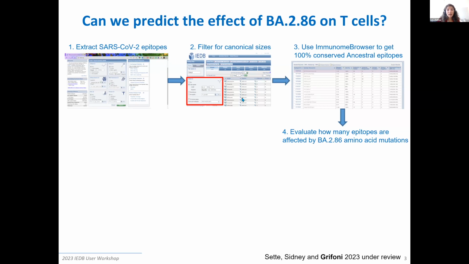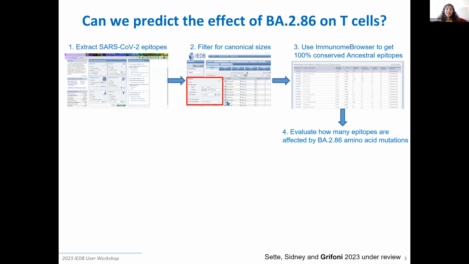An additional step that we have implemented is to filter for canonical sizes, and that goes back to what Alex showed you at the beginning of this workshop. It is important to define really what the minimal epitopes are, and that is particularly relevant in the context of SARS-CoV-2, considering the amount of data that has been generated.